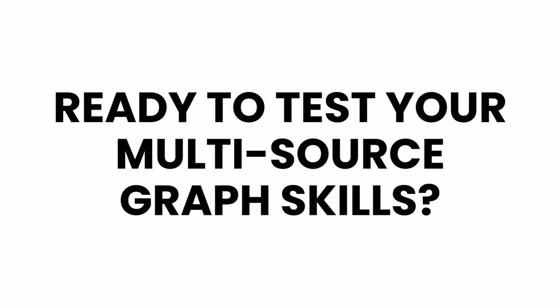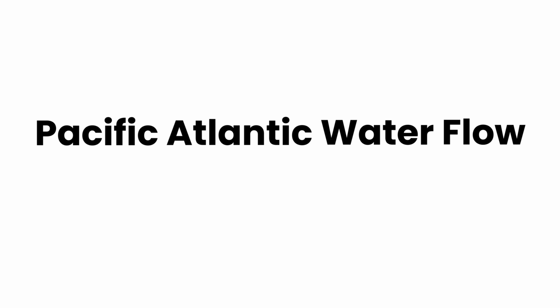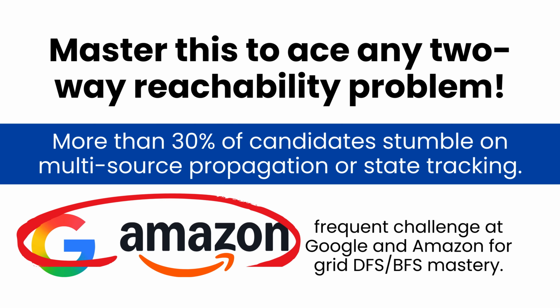Ready to test your multi-source graph skills? Pacific Atlantic Water Flow is a Pattern Mastery 100 standout, and a frequent challenge at Google and Amazon for grid DFS/BFS mastery. More than 30% of candidates stumble on multi-source propagation or state tracking. Master this and you'll be ready for any two-way reachability problem in grids or graphs.